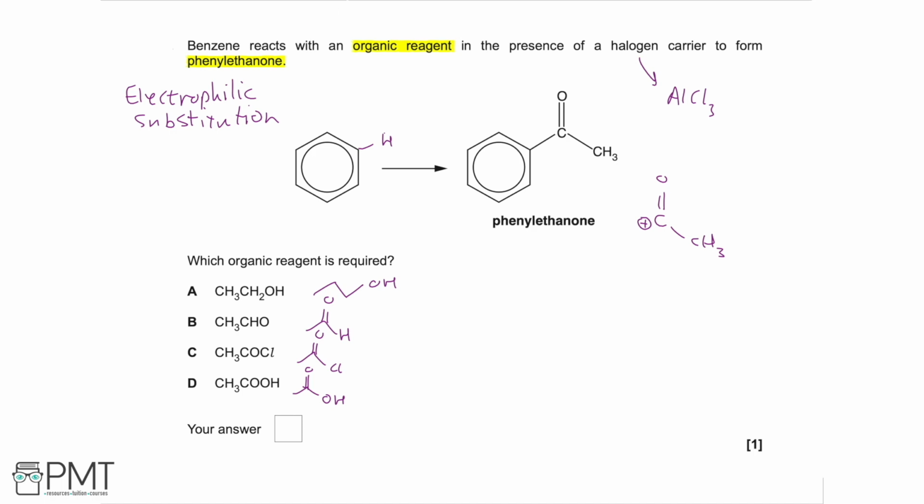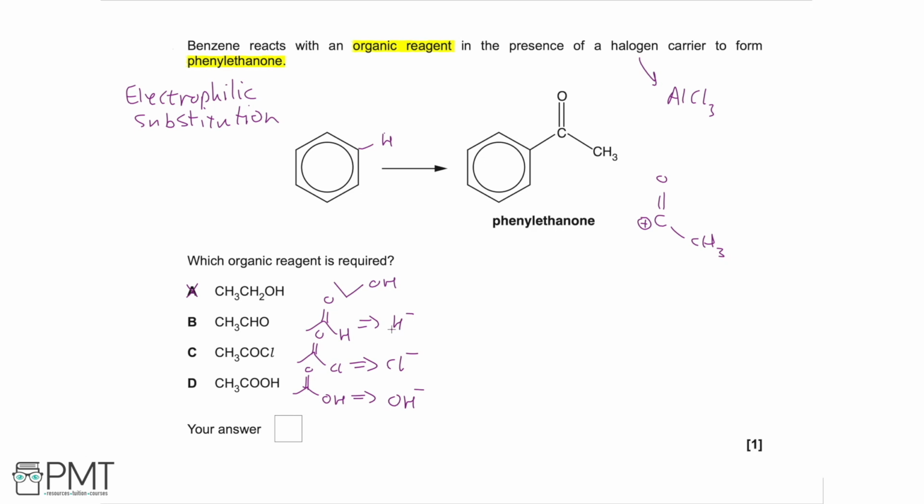Oh, I've made a mistake drawing ethanol there. It's one too many carbons. So ethanol isn't going to work. It's an alcohol. It doesn't have this carbonyl group. It's not going to be able to form a stable carbocation. And we're left with these three carbonyls that all have different groups on here. And one of these is going to have to act as a leaving group. So if we think about what the leaving group would be for these three compounds, it would be H minus, Cl minus, or OH minus.